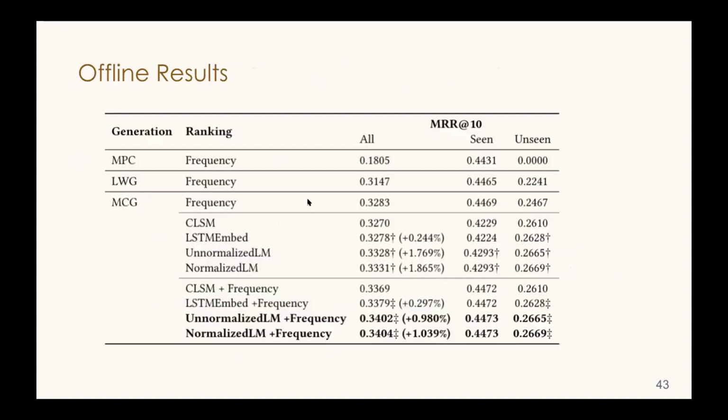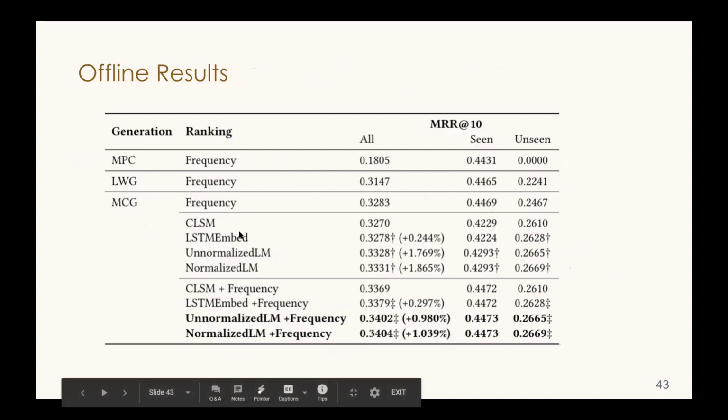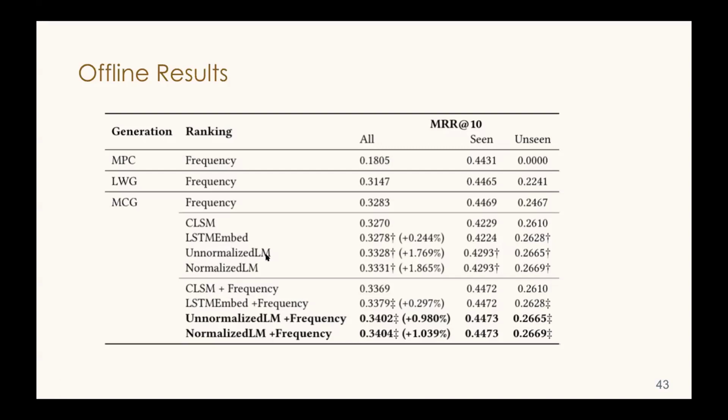And here are the offline results. For now, we can just ignore the first two rows and focus on the rows starting from the third row. Here we compare the unnormalized language modeling method, which is our optimized language modeling encoder, and the normalized language modeling method, which is the one that uses all embeddings from the vocabulary. We can see that our optimized language modeling approach achieves similar performance as the normalized language approach, while maintaining the superiority of language modeling over other neural embedding approaches.